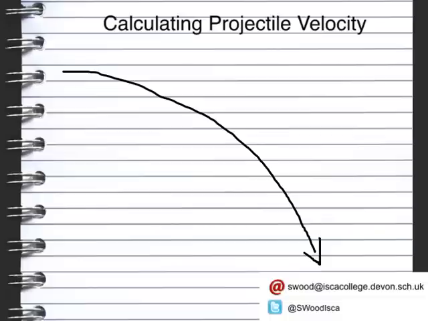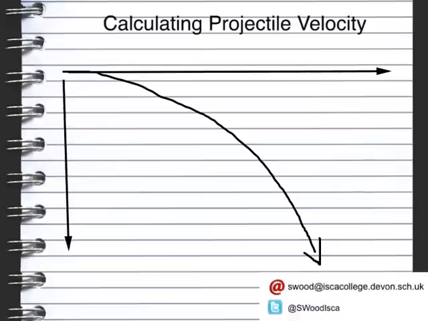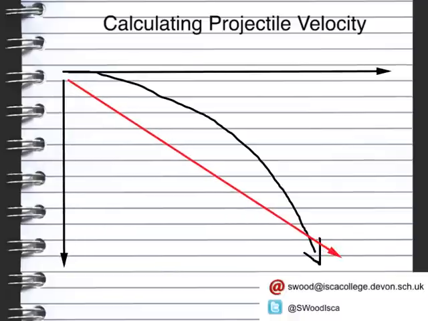Now because we've got the movement here, we've got two velocities that we need to consider. We have the horizontal velocity and we have the vertical velocity. What that will do is give us the resultant velocity of the actual projectile. Now if we've got here V1, velocity 1 of the horizontal, and V2 here, we can actually work out what the resultant velocity is.